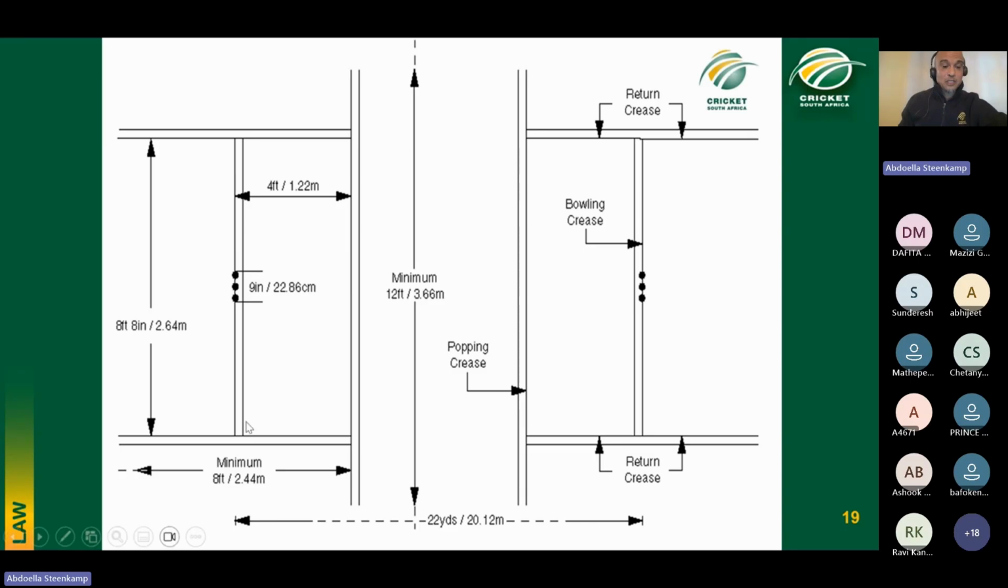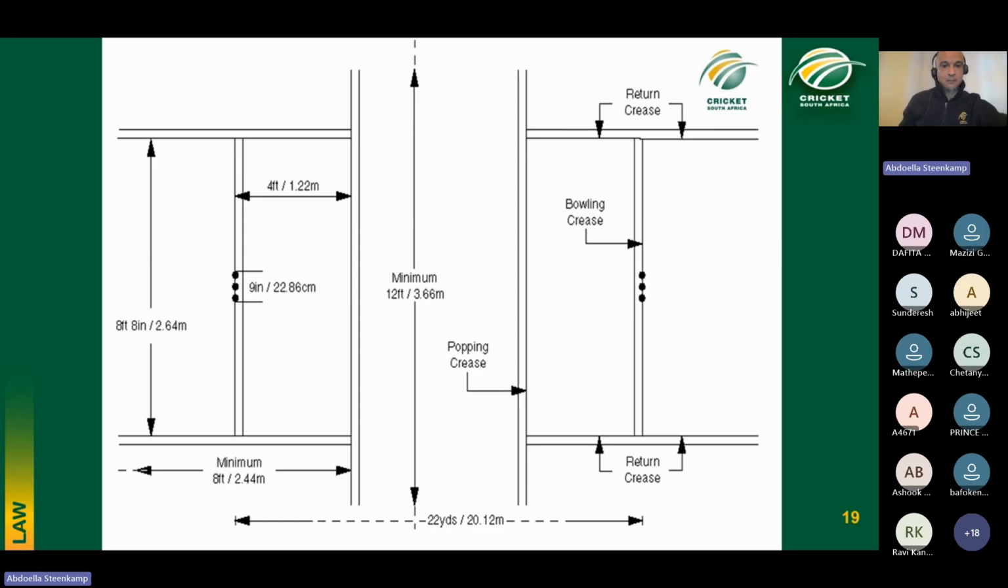When it comes to the 2 return creases, there's also a minimum length of 2.44 meters. Again, popping crease and return crease, the length can go right up until the boundary, but the laws just tell us what the minimum needs to be. And then lastly, the bowling crease. Here there is an exact length, and the exact length of the bowling crease is 2.64 meters.